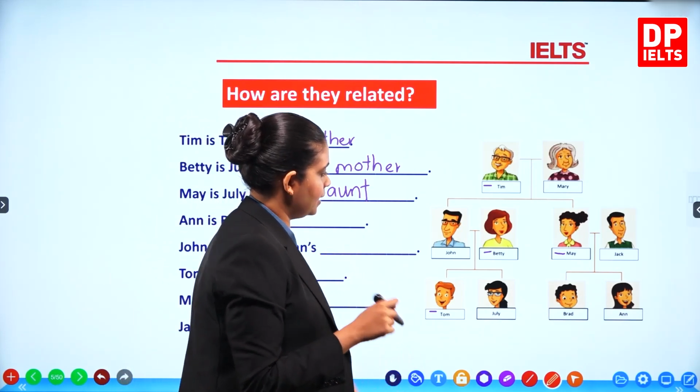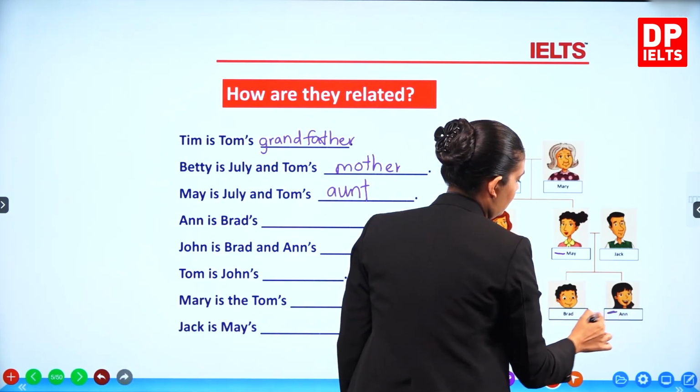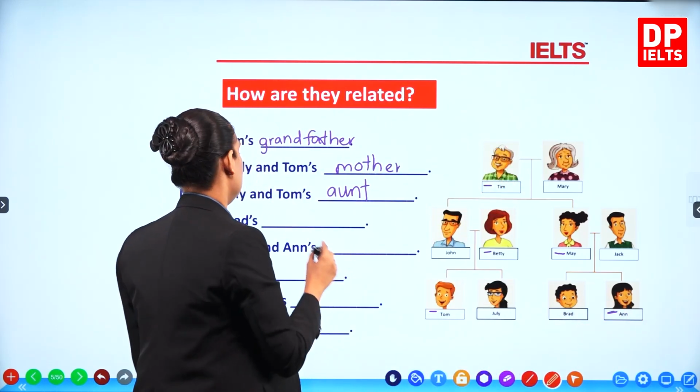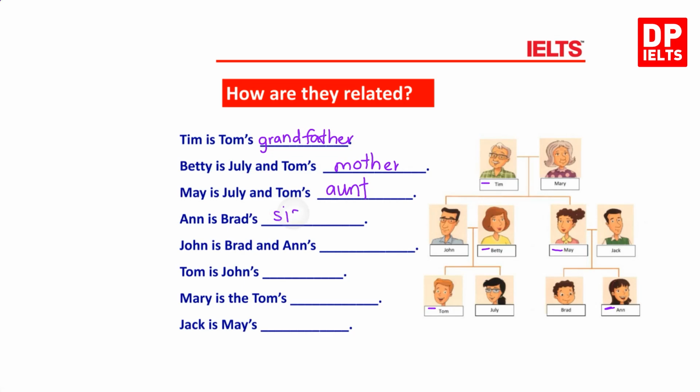Anne is Brad's. Anne is Brad's who? Sister.